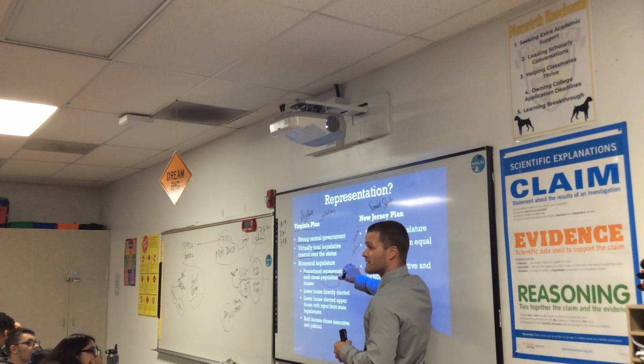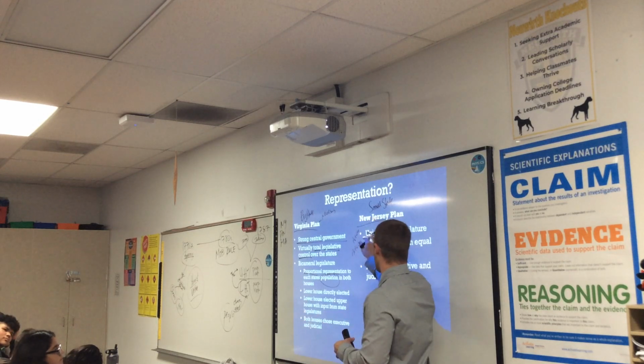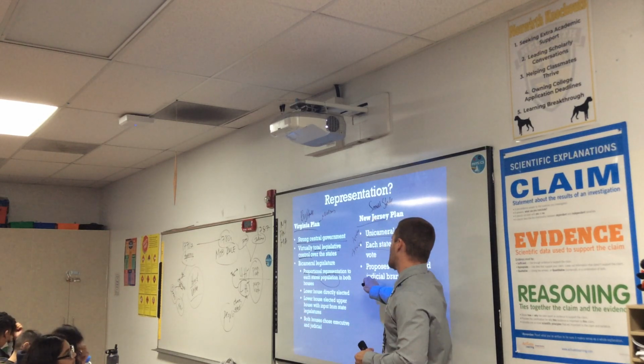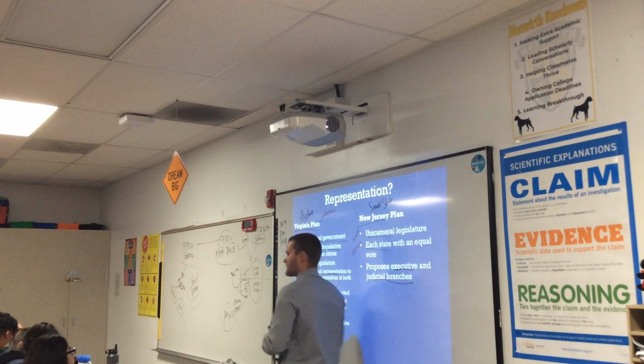The only difference from the Articles, there's a couple other differences, but structurally speaking, is that under the New Jersey plan, there would be an executive and there would be a judicial branch, where that does not exist at all under the Articles. It's just one legislature.